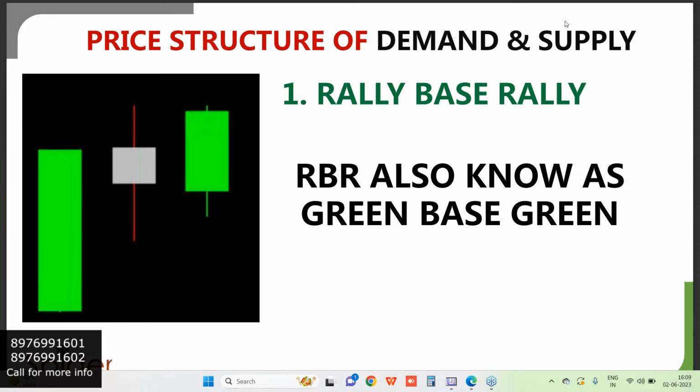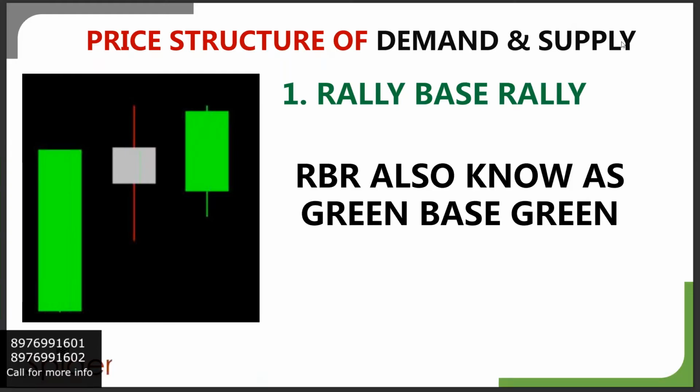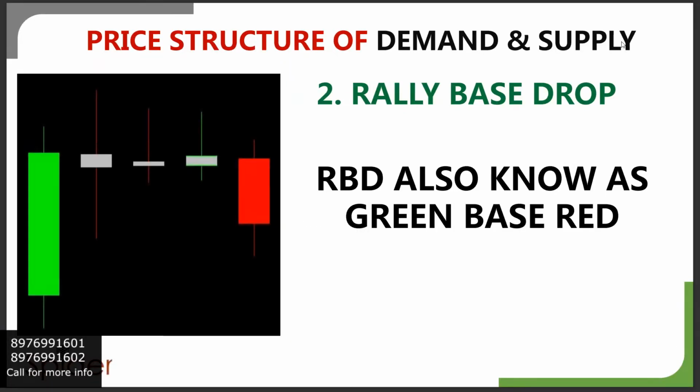So here, this concept of demand and supply we added in a boring candle study. This is condition one of the price structure of demand and supply. The second one is rally base drop. After a good rally of a green bar, you will get a base candle. The base candle can be 1, 2, 3, 4, or 5.